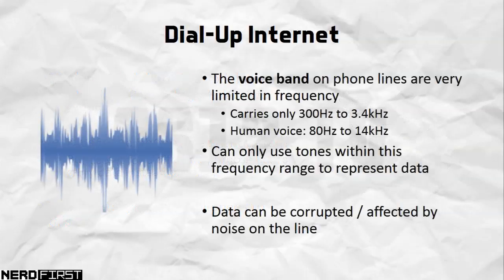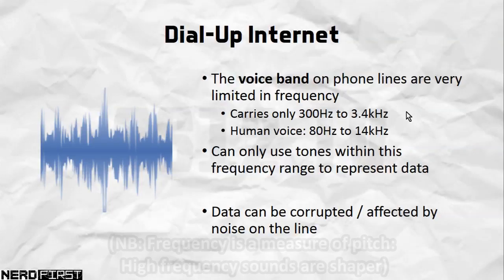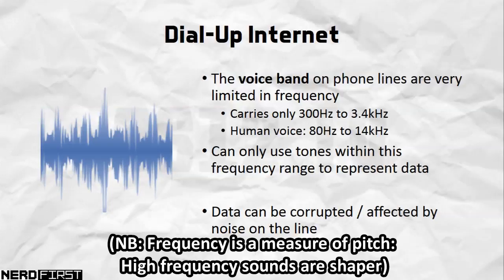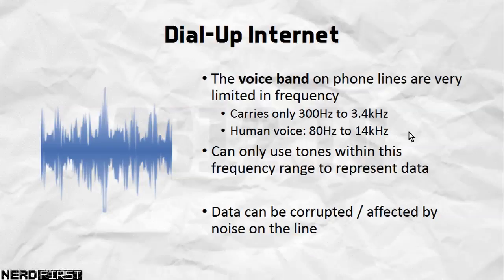For one, your phone line is actually very limited in terms of what it can represent. The voice band actually carries a very small frequency range, 300 Hz to 3.4 kHz. And even though this was designed to carry the human voice, it's actually only carrying what you can think of as the most important subset of frequencies. This of course was designed as a measure to limit the bandwidth, but since it is set up this way, it actually limits the tones your modem can use to represent data.